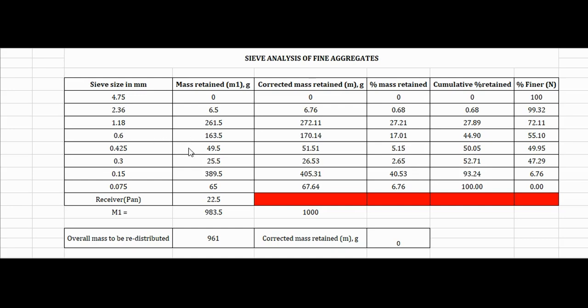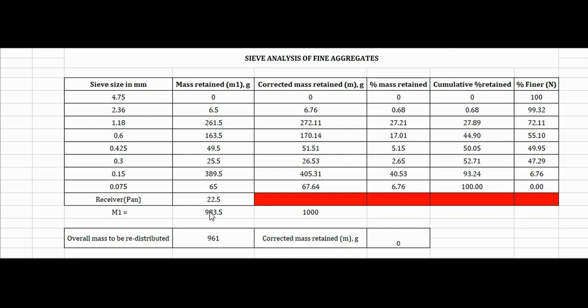In 425 micron sieve, the mass retained is 49.5 gram. In 300 micron sieve, the mass retained is 25.5 gram. In 150 micron sieve, the mass retained is 389.5 gram. And in 75 micron, the mass retained is 65 gram. And in the receiver pan, the mass retained is 22.5 gram.